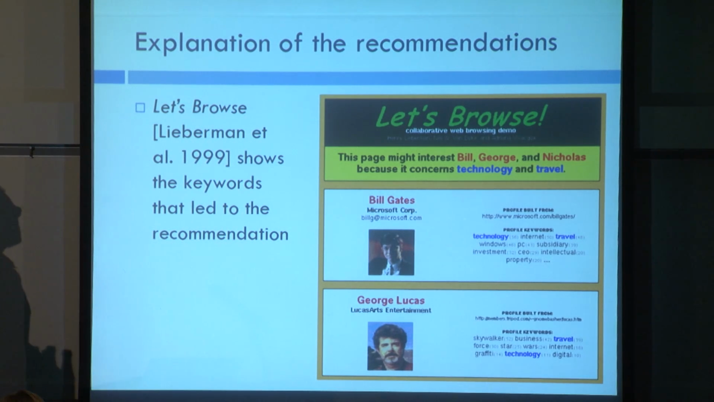Instead, Let's Browse, which is also from the interface, you can see that it is an approach from 1999. It is a system that shows the keywords that led to the recommendation. So this page might interest Bill, George, and Nicholas because it concerns technology and travel. And here you can see that actually Bill Gates has among his keywords technology and travel, and also George Lucas has these 2 keywords. So while explaining why a page was recommended to a group, the system highlights the keywords.